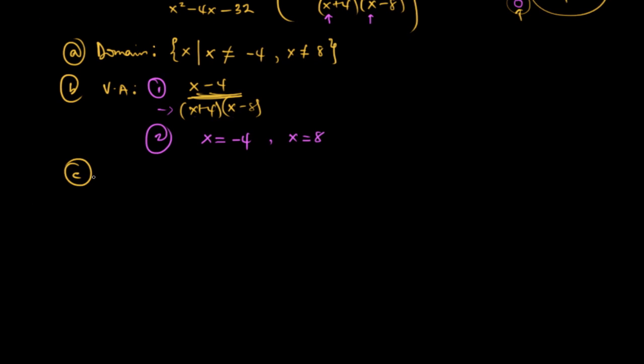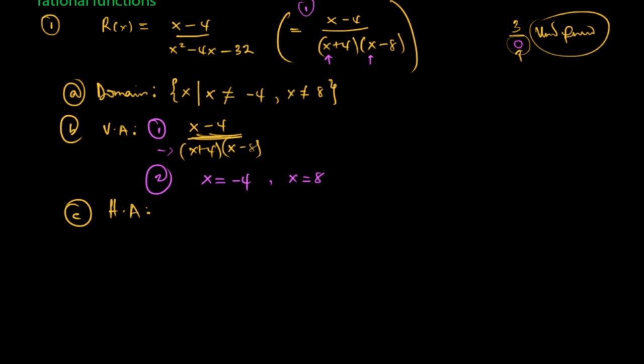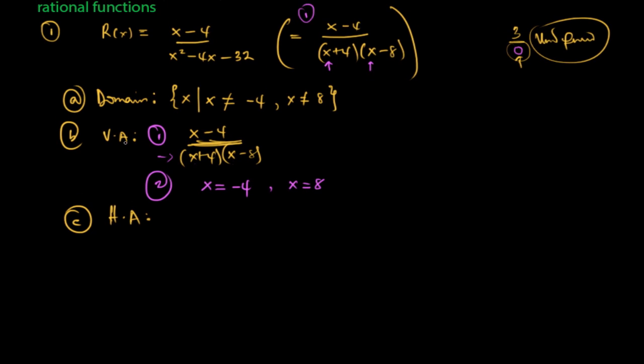Now the next one is we're told to find the horizontal asymptote. To find the horizontal asymptote, it's a little tricky, but you'll have a very good understanding when I do some little operations here. So the rational function we are given is x - 4 divided by x squared minus 4x minus 32. So this is what you have.